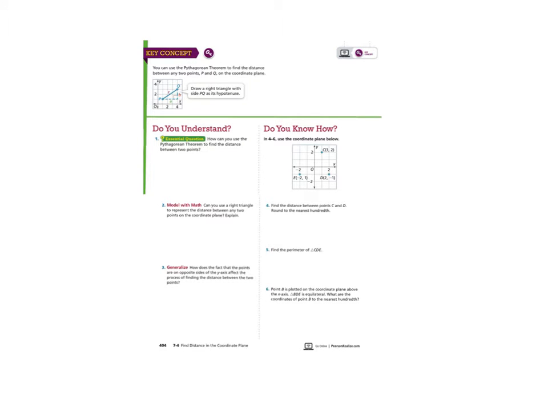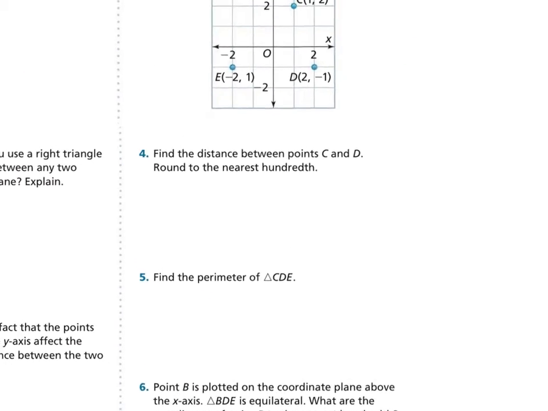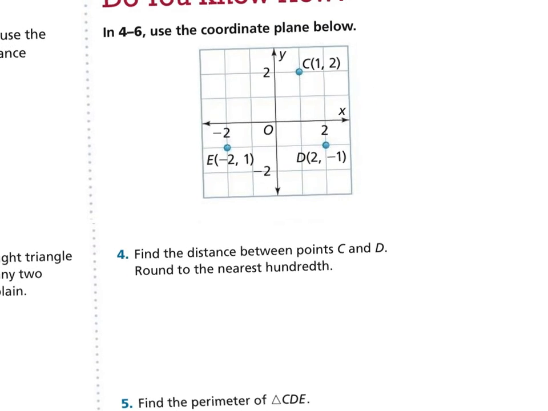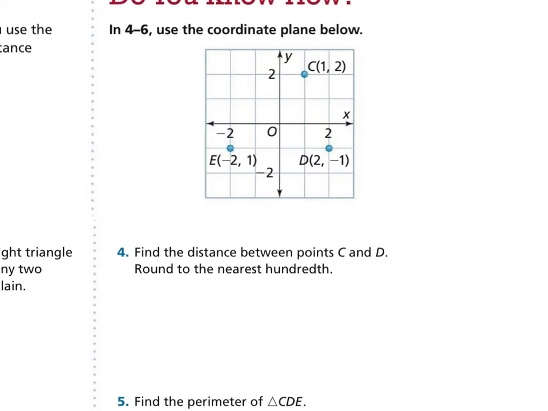Look at the do you know how number 4. They want us to find the distance between C and D and round to the nearest hundredth. So from C to D, we could draw a line between those. Since it's going at an angle here, we can make a right triangle. There would be 3 units there and 1 unit there. And then we're trying to find the distance. So we're trying to find the hypotenuse again.